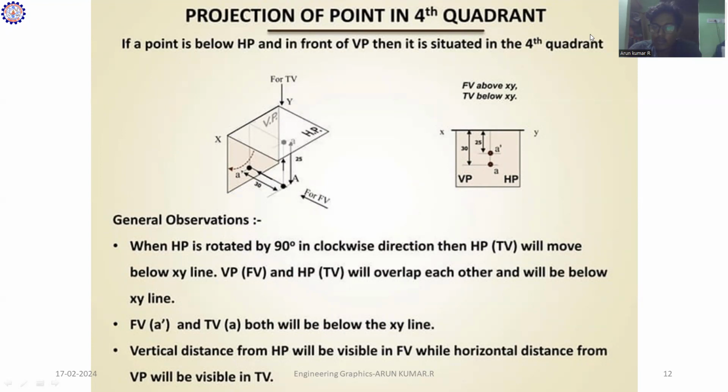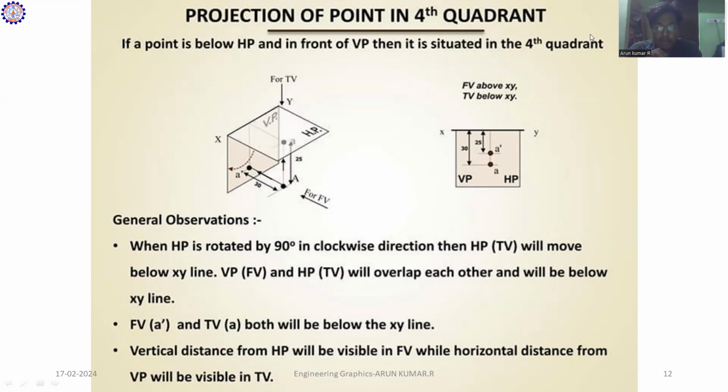From the observer, we look at the front view and top view of the given point located in the fourth quadrant. What we have to observe in this case is that the front view is placed in the vertical plane and the top view is placed in the horizontal plane. According to the condition, the HP is rotated in a clockwise direction by 90 degrees. That is the main condition for the projection of points. When you rotate 90 degrees clockwise, the HP and the vertical plane overlap. That overlapping figure is represented on the right side of the PPT.